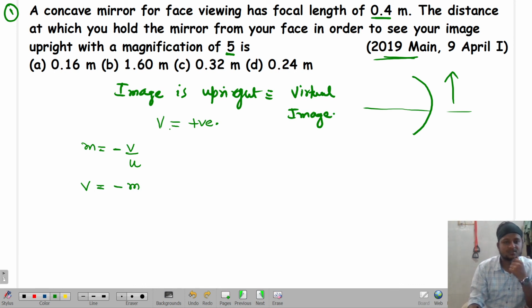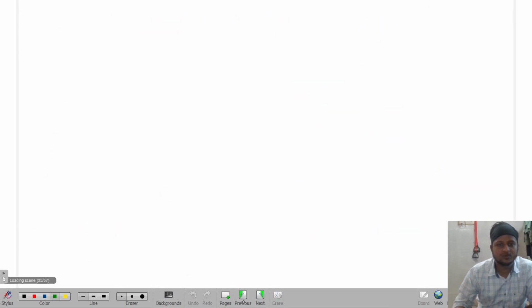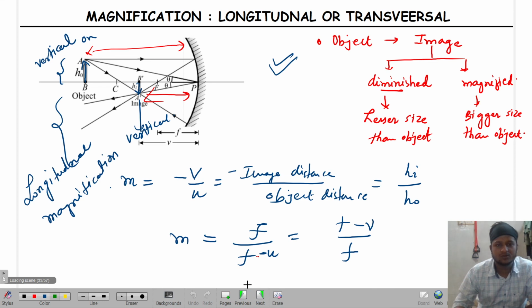The object distance is given, with a magnification of 5. So magnification is given, you know the object distance. Can you solve this problem or not? Is it easy or not? Now apply this formula: 1 by v is equal to 1 by f minus 1 by u. I need to calculate u, so I have given you one magnification formula with respect to u.